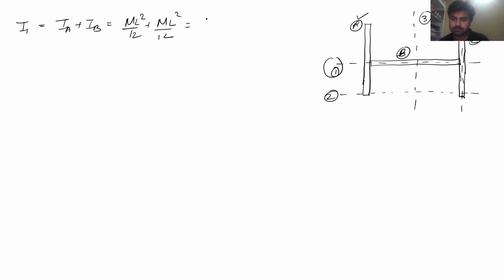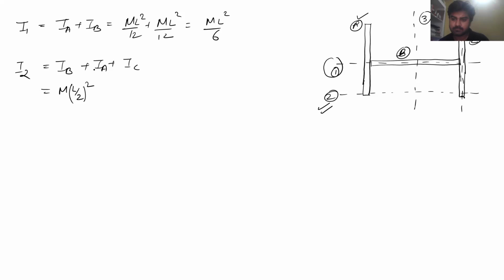This will be equal to ml square by 6, right? If I talk about I2, which is the second axis, which goes like this, one axis. So parallel to this axis is axis B. For axis B, I will write IB plus IA plus IC. IB, parallel axis theorem. It is ml square, ml by 2 square, because it is at a distance of L by 2, right?